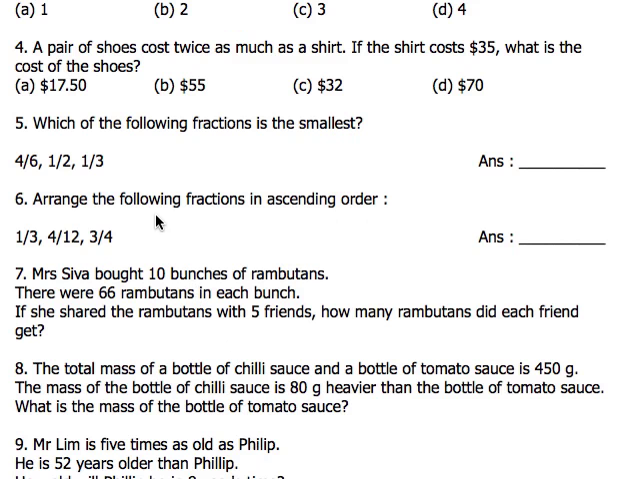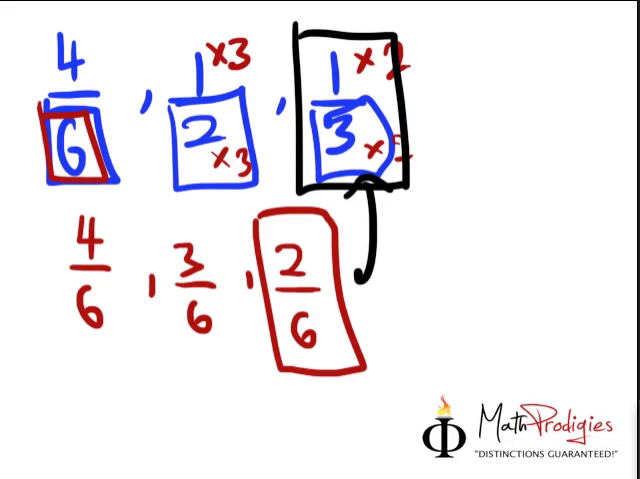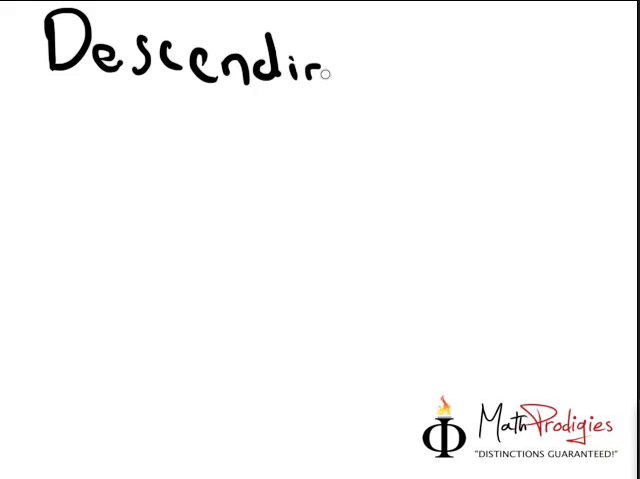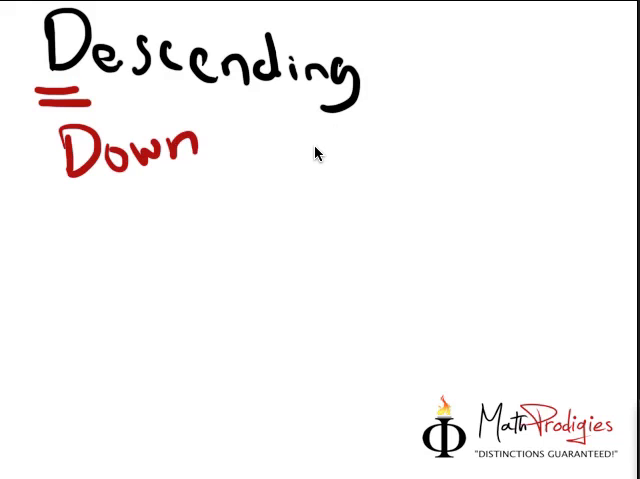It says arrange the following fractions in ascending order. Now, what does ascending mean? Last week I taught you that whenever we have the word descending, we look at the first letter, and the first letter is D. The first letter is D, it means down. In other words, it's going down. When it's going down, it means that it starts from the biggest to the smallest.